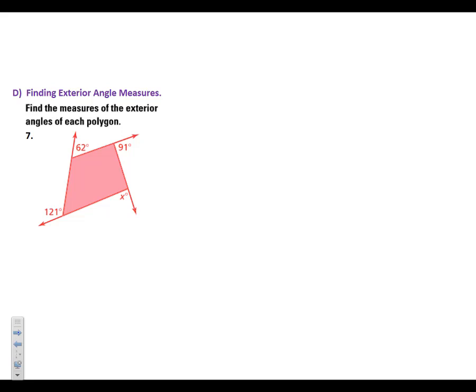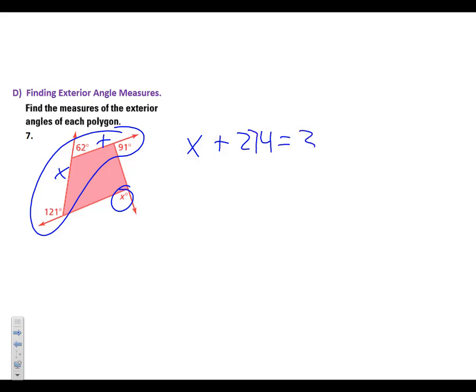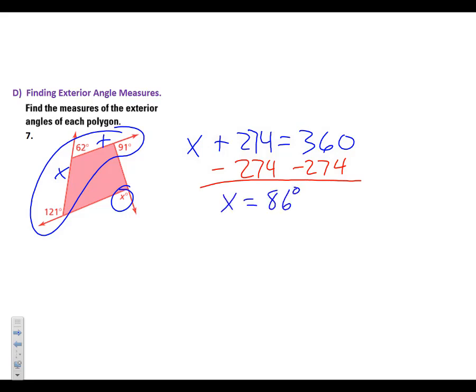So now I just have to take this missing measure x and add it to the other three. I'm going to add them right now and simplify, and that's 274 degrees. Now we know it equals 360, and now it's just simple solving equations. We're subtracting 274 from each side, and we get that the missing angle measure is 86 degrees. So right here, 86 degrees. You add all three of those together, and we get 360.